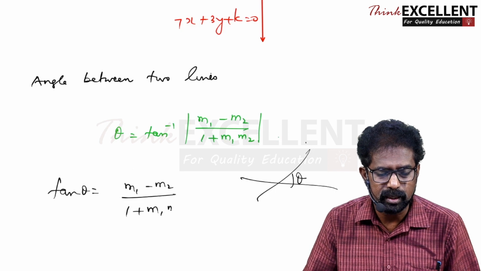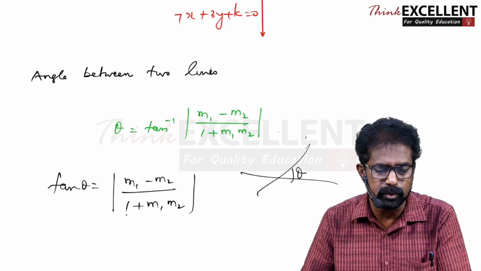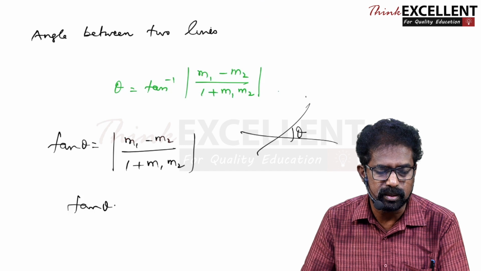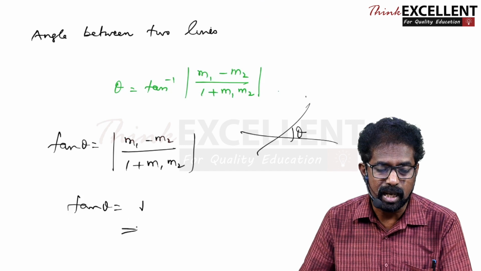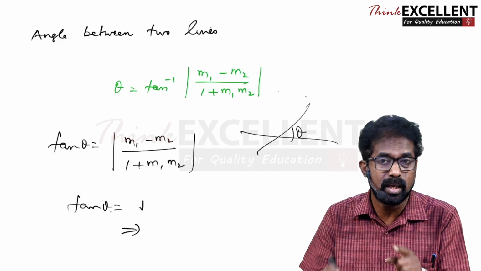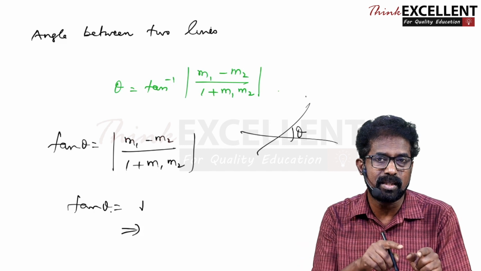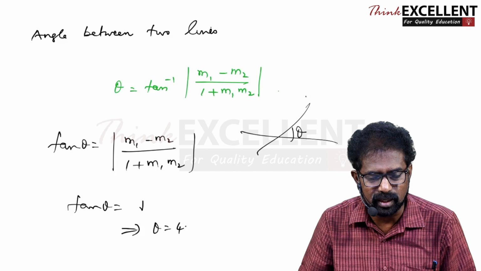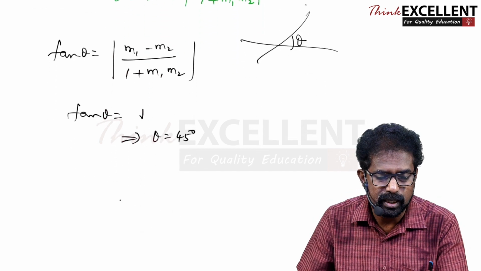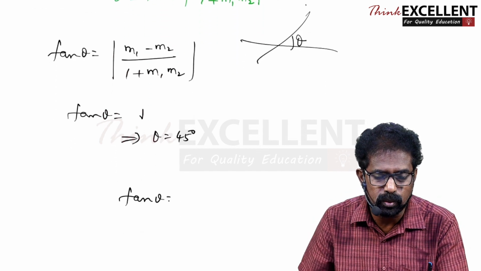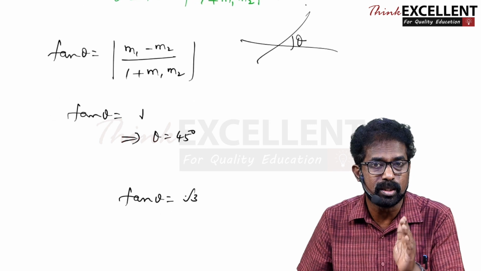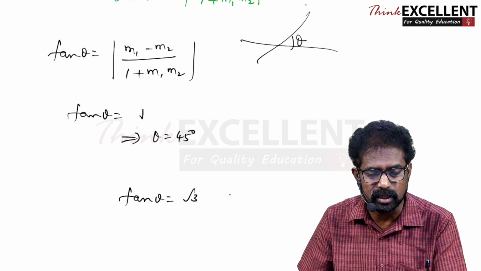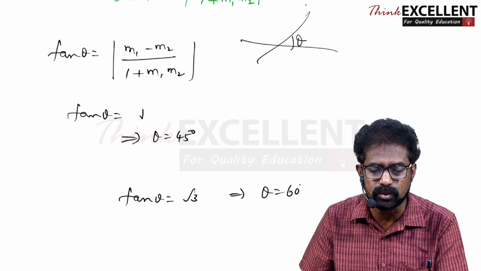plus m1 m2. Tan theta தெரியும். Suppose you are getting tan theta is equal to 1 ன்னு answer வந்தனா, ask a question, tan which angle is 1? And the table already given, right? Tan 45 is 1. அப்போ நீங்க எழுத வேண்டியது theta is equal to 45 degree. Suppose you are getting tan theta as root 3. Values you have to remember, 1 by root 3, 1, root 3. Then you can say theta is 60 degree. Tan 60 is root 3.